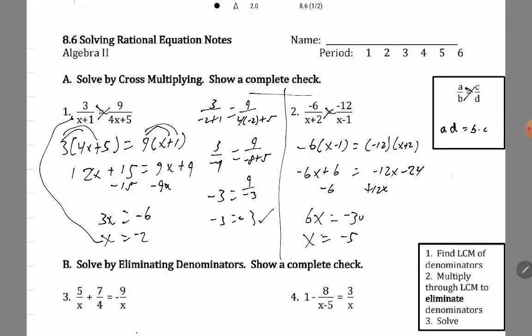So plug it back in. I'll have negative 6 over negative 5 plus 2 equals negative 12 over negative 5 minus 1. So I'll have negative 6 over negative 3 and negative 12 over negative 6. That'll equal 2 equals 2. Yep, that works.